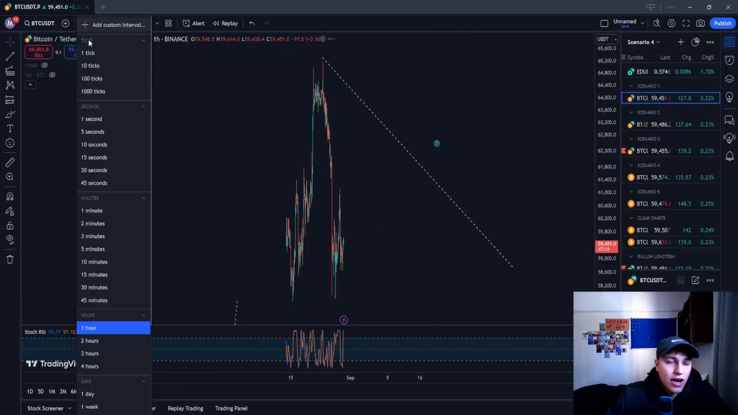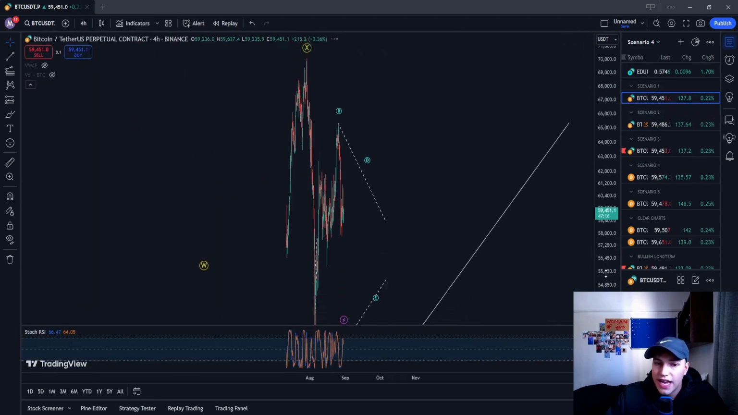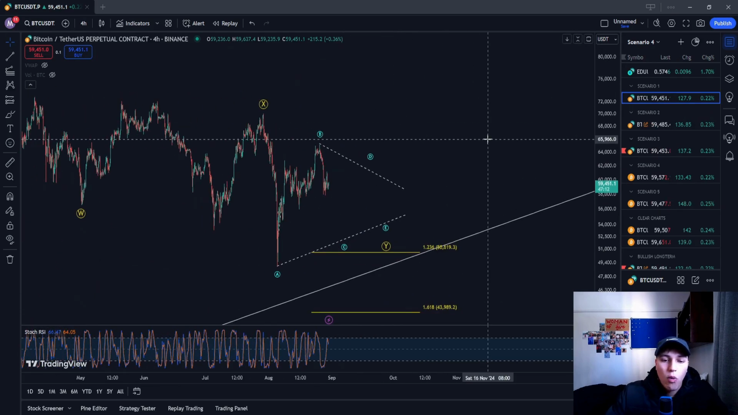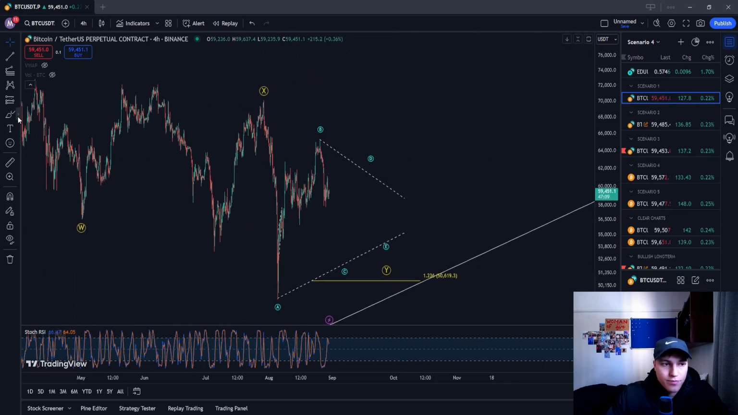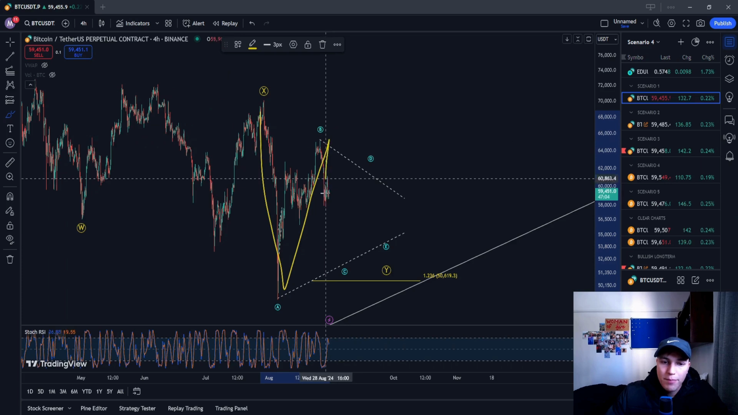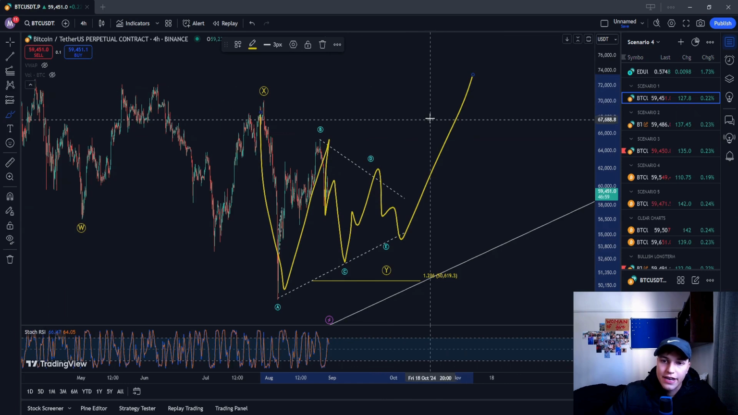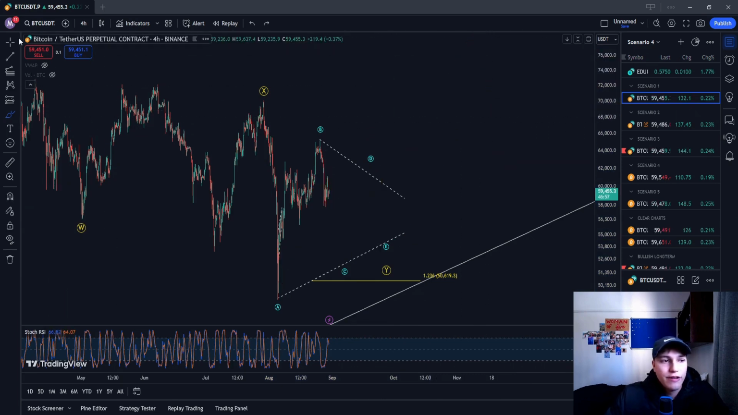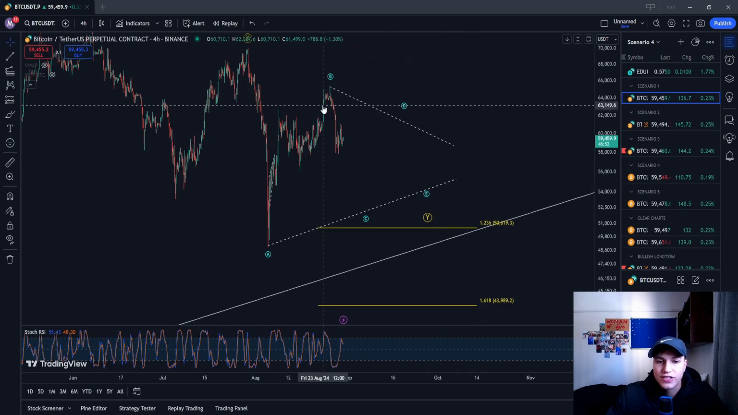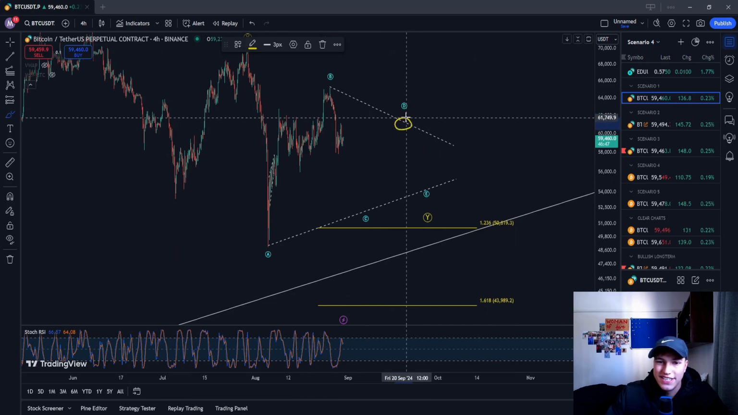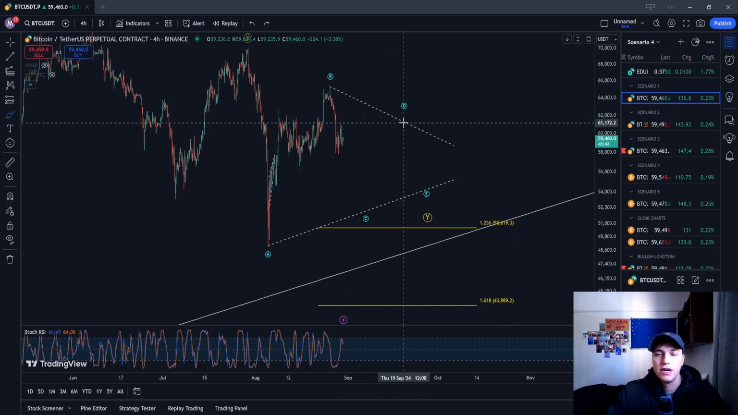Then our second scenario is another unfinished WXY, except where this Y is a triangle. Now, a triangle would be an A wave down, B wave up, a 3-wave move in C, 3 in D, 3 in E, and then shoot off to that very, very high bull market target. So that is what would happen in this finished WXY, but we still need to wait until the D wave is in to confirm a triangle.